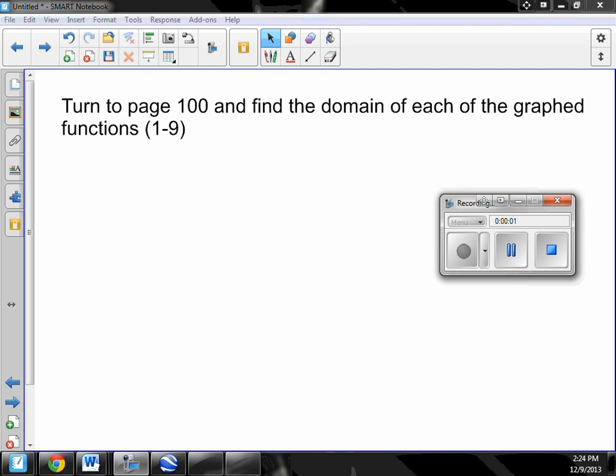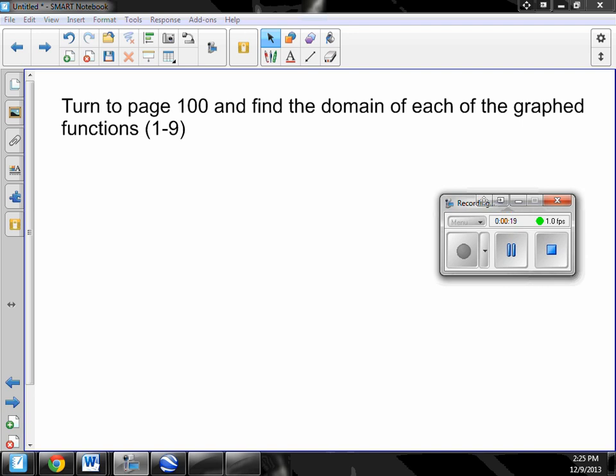All you're doing is the domain. So number 3, what did you get? Negative infinity to infinity, or all real numbers. How about number 4? Negative infinity to 3, that's an asymptote.